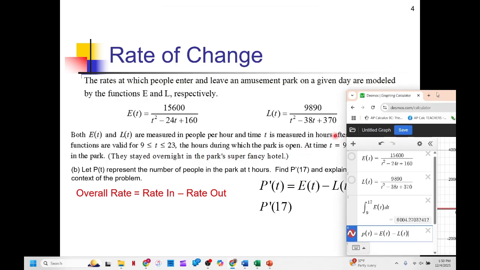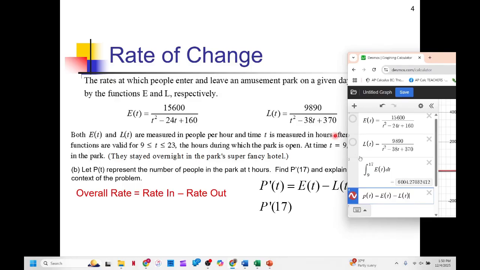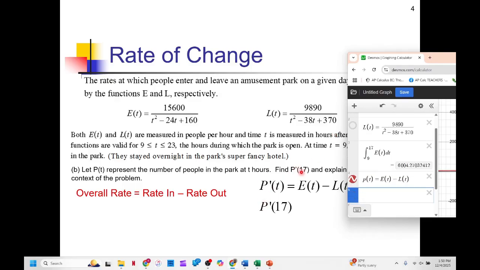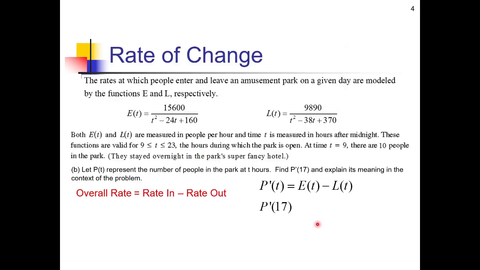Let me just move this up so I can see it a little bit better. And now if I want P prime of 17, I'm just going to do p of 17 the way I've defined this on the calculator, and that's going to come out to negative 380.281. Okay, so that's the raw number.